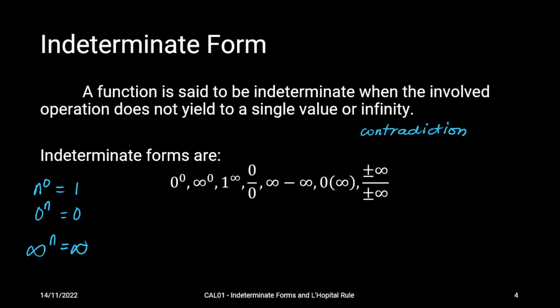So we cannot tell, hindi naman natin pwede sabihin na infinity minus infinity is still infinity. Kasi paano kung equal yung infinity? Then that will be equal to 0. So yun yung mga indeterminate forms natin.